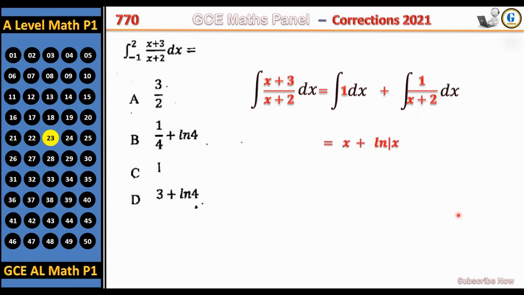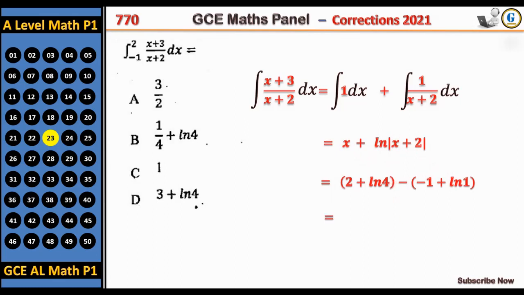When you integrate, you have x for this, plus, when you integrate this one, you have 1 plus ln of x plus 2. I'm not adding the constants here because we have definite integration. We now apply the limits, and the limits are from minus 1 to 2. So this will give us, for 2, you have 2 plus ln of 2 plus 2, ln 4, minus 1 now plus ln of minus 1 plus 2, ln 1. Ln 1 is 0. So this will just give us 3 plus ln 4. Our key here is D.